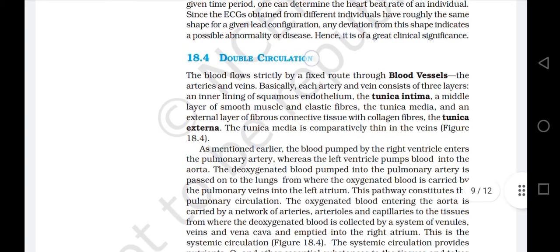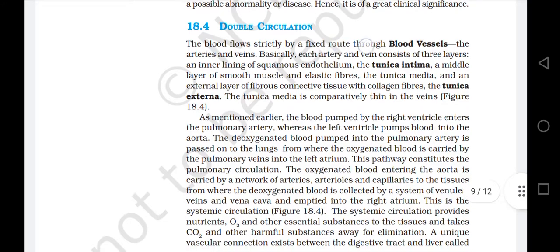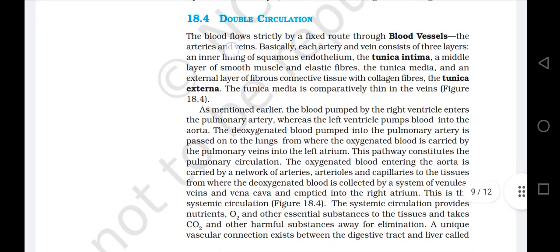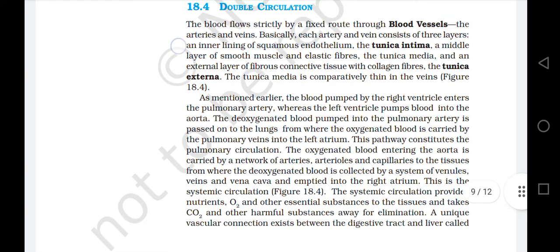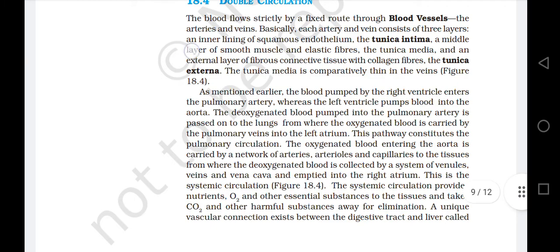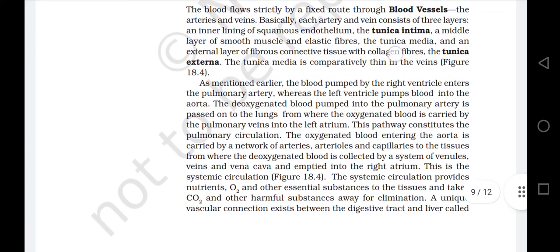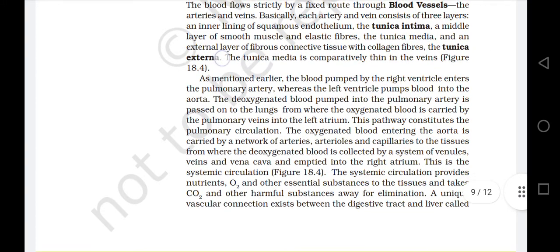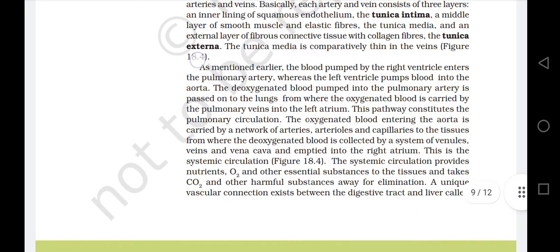18.4 Double circulation. The blood flows strictly by a fixed route through blood vessels, the arteries and veins. Basically, each artery and vein consists of three layers: an inner lining of squamous endothelium, the tunica intima, a middle layer of smooth muscle and elastic fiber, the tunica media, and an external layer of fibrous connective tissue with collagen fiber, the tunica externa. The tunica media is comparatively thin in the veins, figure 18.4.